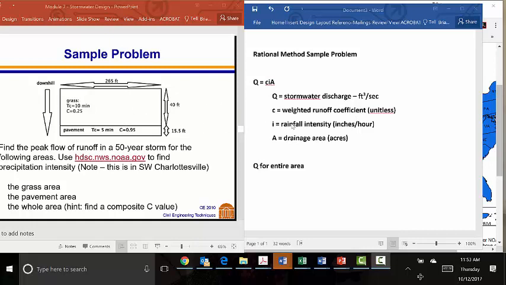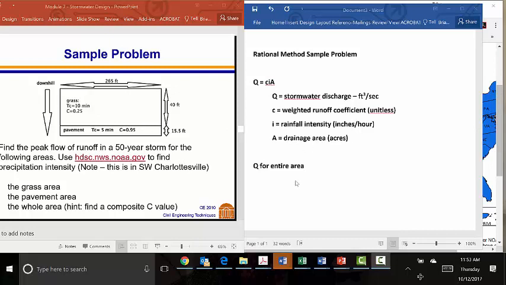We also want to estimate the rainfall intensity, how hard the rain is coming down, and we do this here. You see for this problem we're given a 50-year storm. We'll look this up on the weather website, on this National Atmospheric Association government website, and we'll look up Southwest Charlottesville for this historical data. And this will also involve using the time of concentration, which I'll show here in a second. And finally, the area. How big is the site?